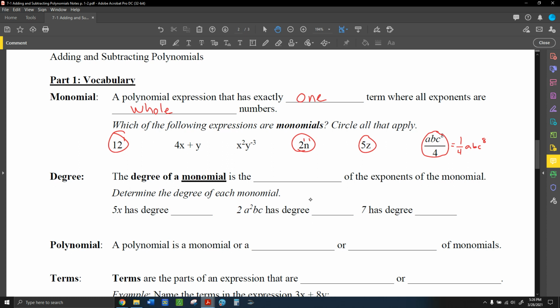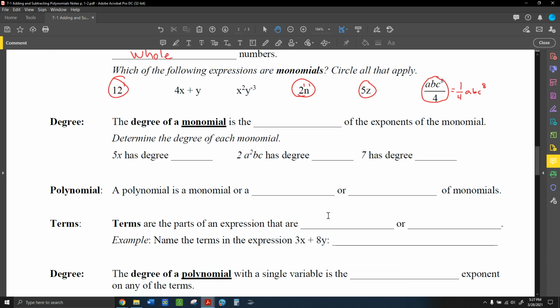I do also want to reiterate, one term. That's where we get that prefix, mono. So that's one way we can remember what a monomial is. Now let's talk about the degree of a monomial. The degree of a monomial is the sum of all the exponents of the monomial. So if we take all of the exponents, we can determine the degree.